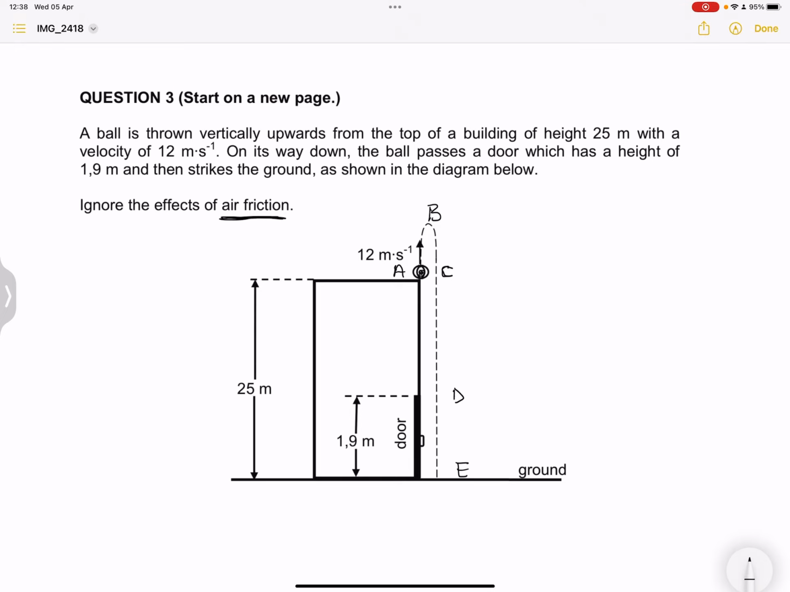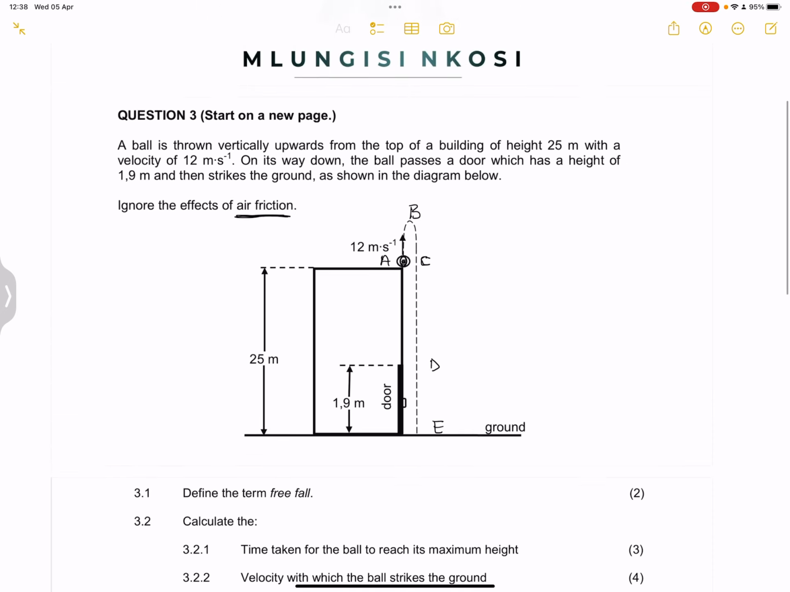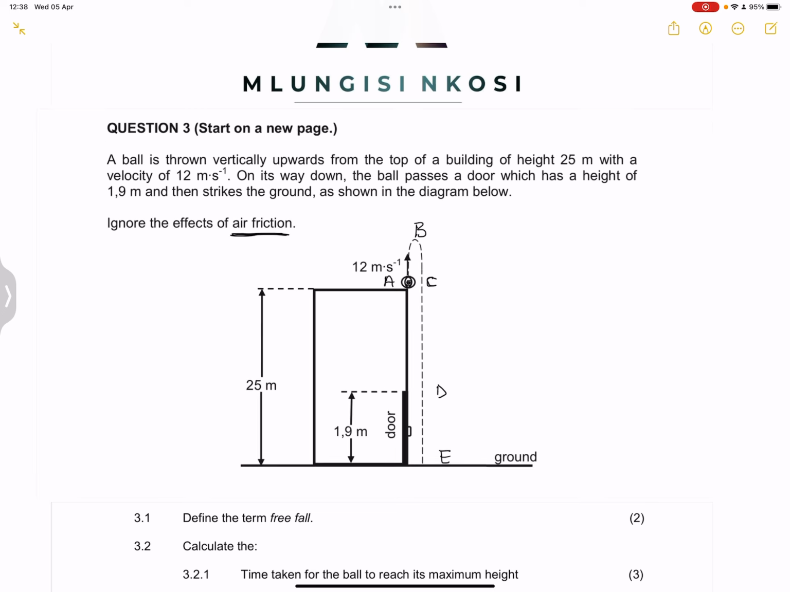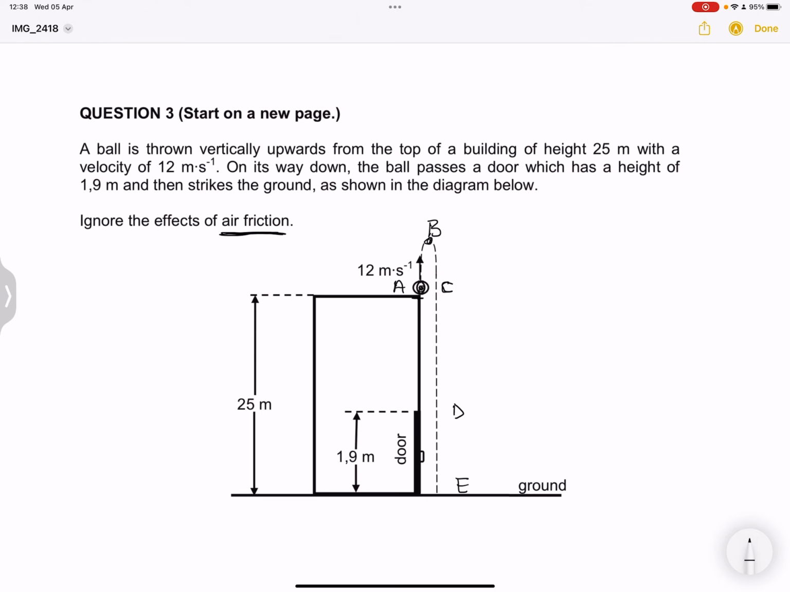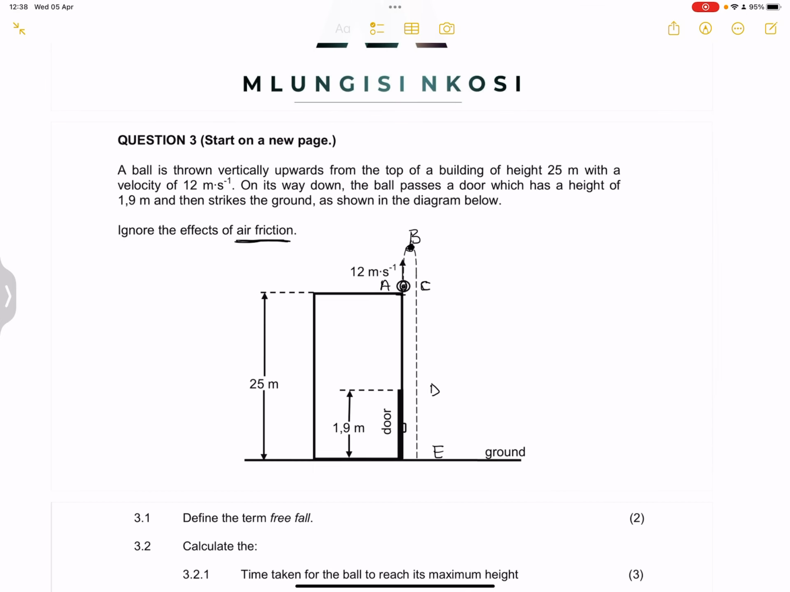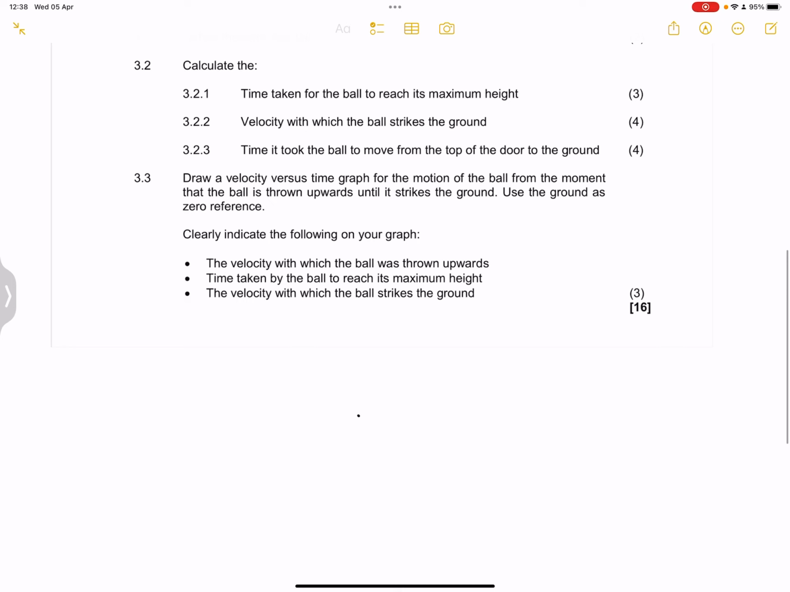So we were looking for the time taken for the ball to reach its maximum height. Which position are we looking at? From the beginning, which is position A, right up until maximum height, which is B. So let's take information from A to B. That's 3.2.1, from position A to position B.